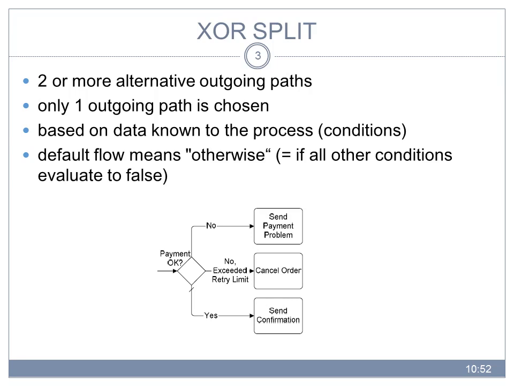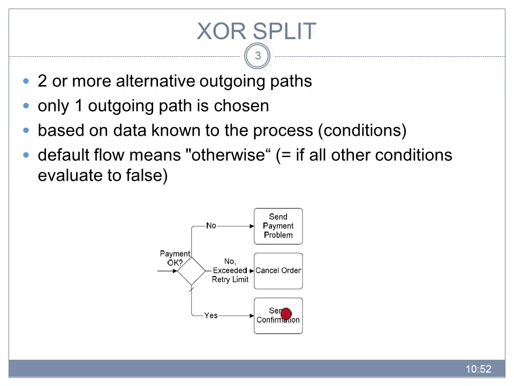So in terms of token semantics, suppose we have a red process instance. In this case, we test the condition: is the payment okay? The above arrow says no. The middle arrow says no, and we already exceeded the retry limit, and in this case both conditions evaluate to false, so we choose the default path, which is a yes path, and we will send a confirmation.